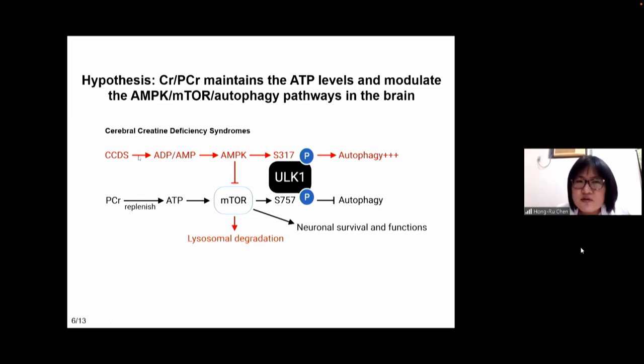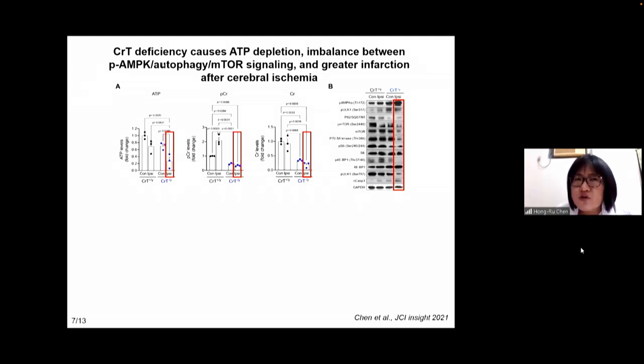Once creatine deficiency syndrome happens, it will change the ATP, ADP, and AMP levels, and will further activate the AMPK signaling pathway to induce autophagy. Meanwhile, it will also inhibit the mTOR signaling pathway, which is very important for neural survival and function. Then we challenged the creatine transporter neuromice and the wild type mice with stress, which is cerebral ischemia, and then collected the brain to detect the ATP level by the luciferase mouse.